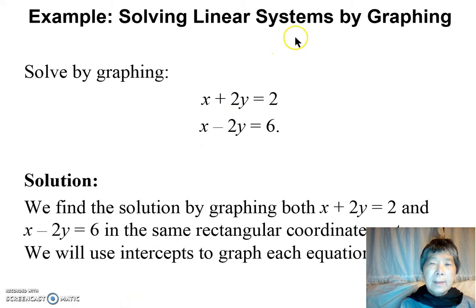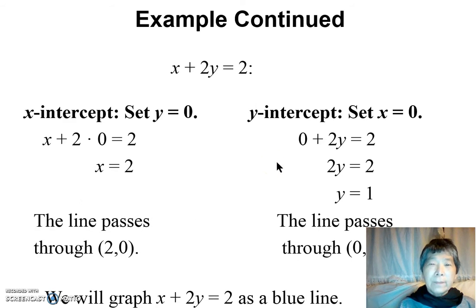Solving linear system by graphing. We will find the solution by graphing both equations in the same coordinate system. We will use intercepts to graph each equation. x + 2y = 2.